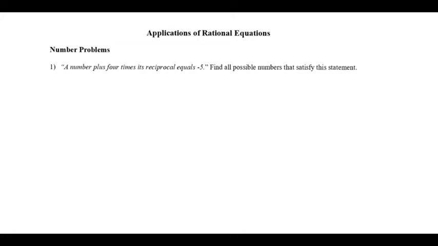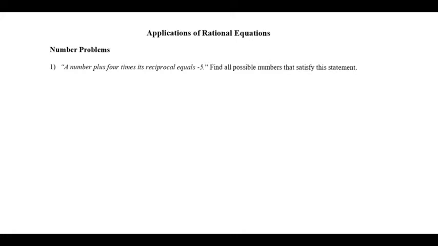So now we're going to look at applications of rational equations, aka word problems. We're going to start off with a word problem written out, which I think are probably harder than some of the other ones because you're writing the problem from words, and sometimes it's just a little bit harder. But the problem says a number plus 4 times its reciprocal equals negative 5. Find all possible numbers that satisfy this statement.